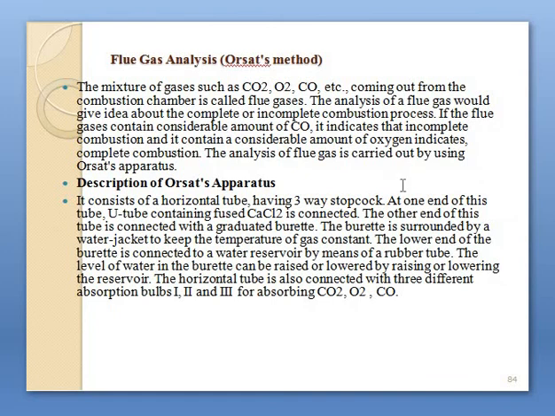It consists of a horizontal tube having a 3-way stopcock. At one end it has the U tube containing the fused calcium chloride. The other end is connected with the graduated burette. We saw this there, so I am saying it a bit quickly here. The burette is surrounded by a water jacket to keep the temperature of the gas constant. After the gas passes through all three and comes out, the burette is surrounded with water for maintaining the temperature of the gas. The lower end of the burette is connected to a water reservoir by means of a rubber tube.